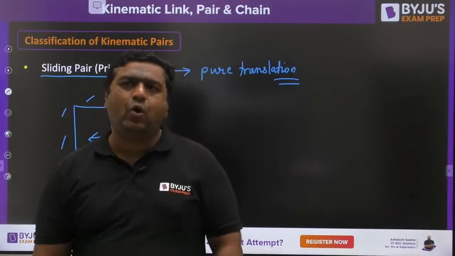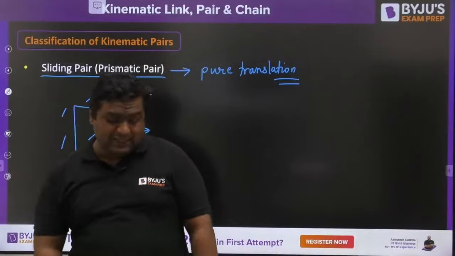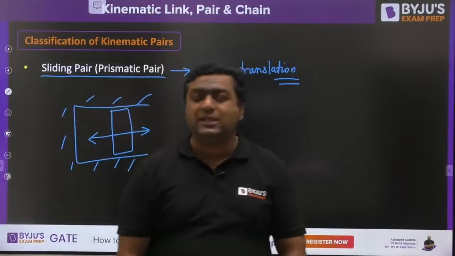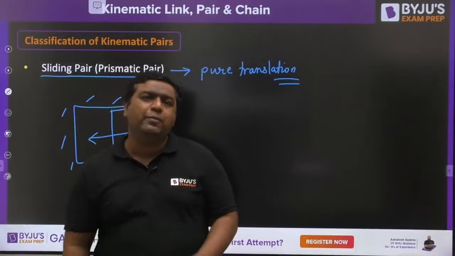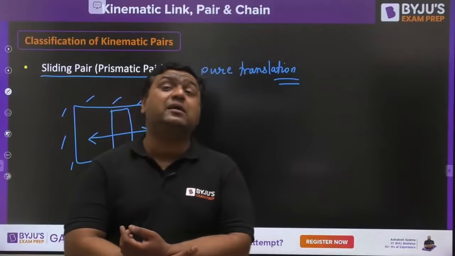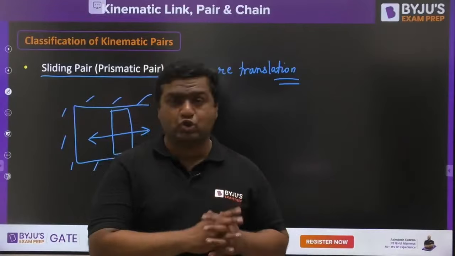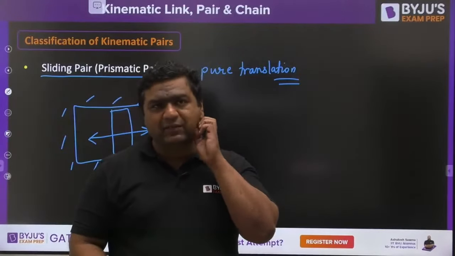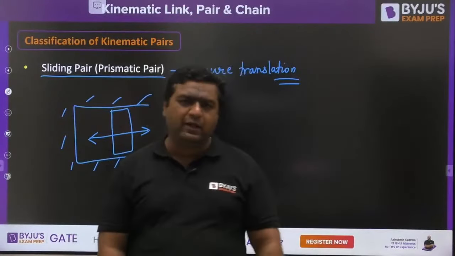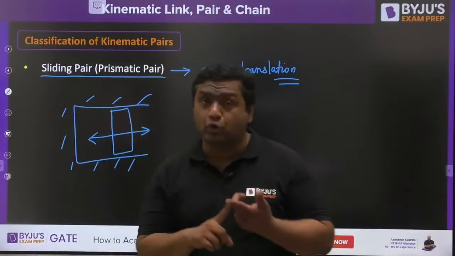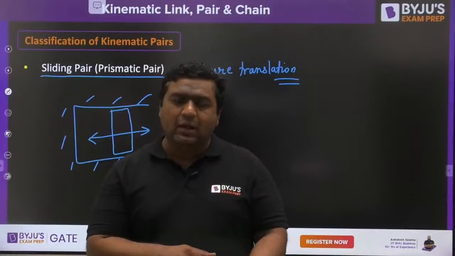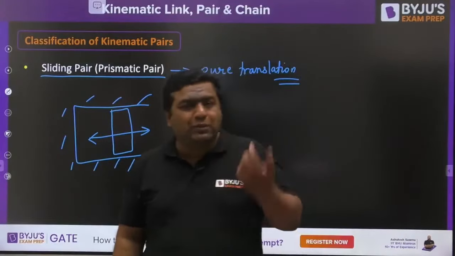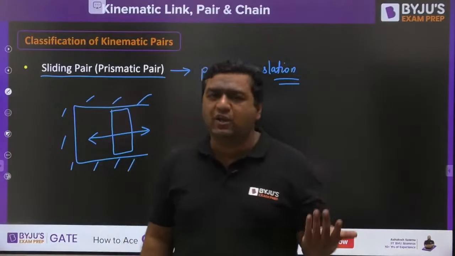So guys, now the time is over for this session. In tomorrow's session, I would be teaching you about pure rolling motion. I know the majority of students do not have clarity over pure rolling motion. So tomorrow we would be starting with the third type of pair, that is the rolling pair, where I will teach you about the pure rolling motion. Then after completing pair, we will go to kinematic chain, and from chain we will go to mechanism. From mechanism we will go to degree of freedom.